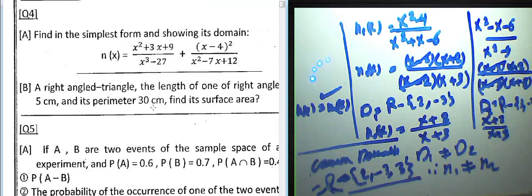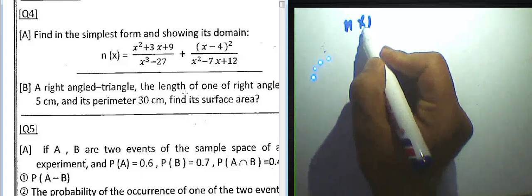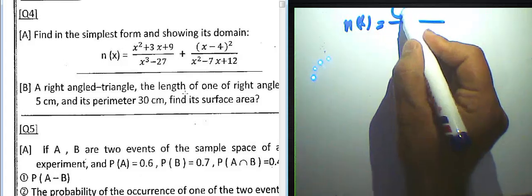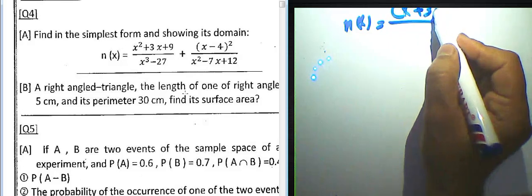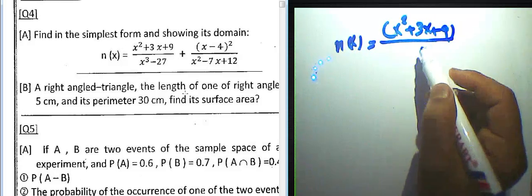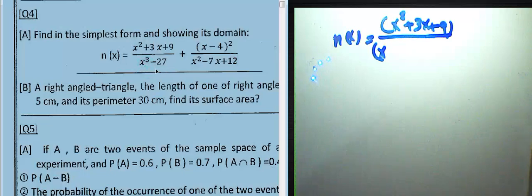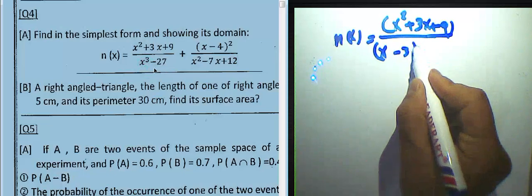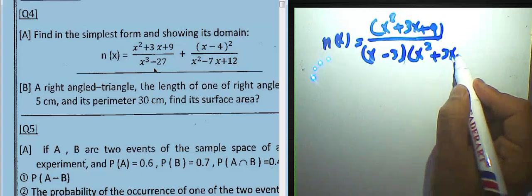Question 4, find the simplest form of the addition of two functions here. n(x) equals... we can factorize this expression, x² + 3x + 9. We can also factorize the expression in the numerator here, x³ - 27, right? (x - 3)(x² + 3x + 9).